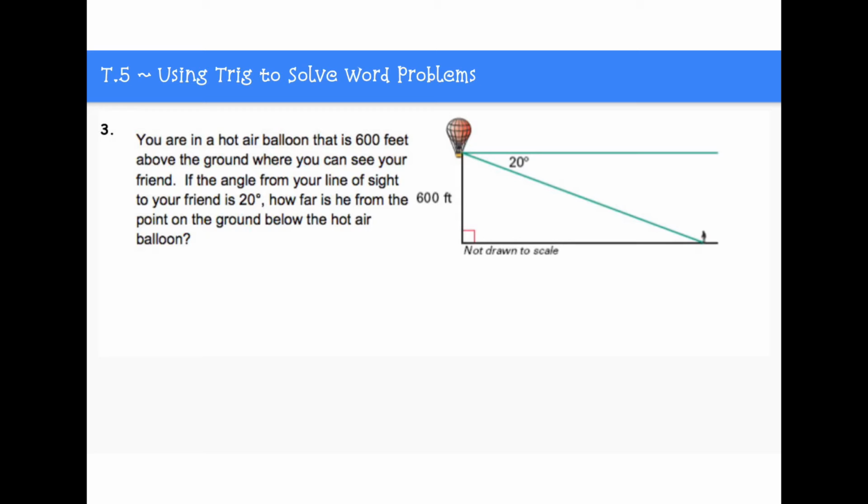Question number 3, you're in a hot air balloon that is 600 feet above the ground where you can see your friend. If the angle from your line of sight to your friend is 20 degrees, that's also called the angle of depression. How far is he from the 600-foot point on the ground below the hot air balloon?